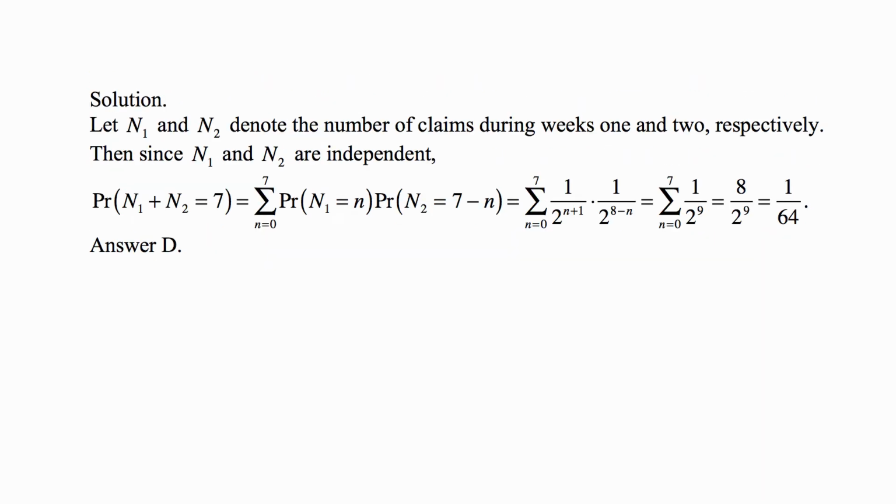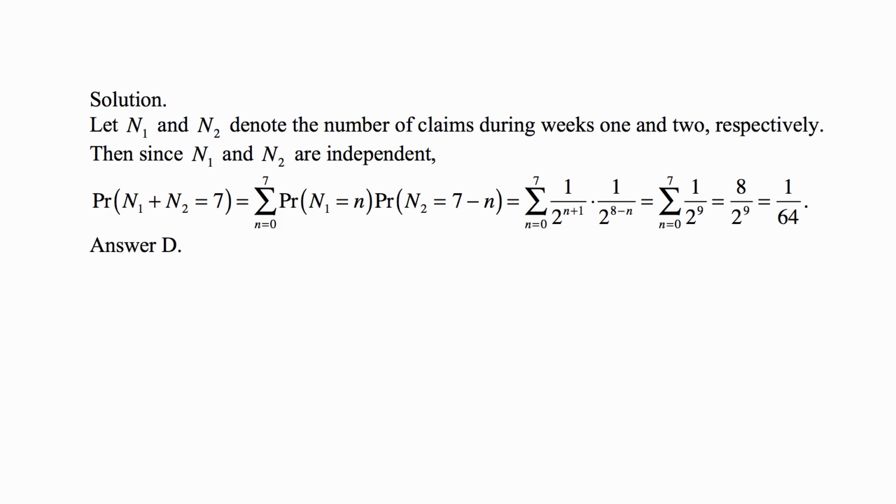So let's write n sub 1 and n sub 2 for the number of claims during weeks 1 and 2, respectively. Then the sum is equal to 7 when the numbers of the claims in the 2 weeks add up to 7, and that can only happen by adding 0 plus 7, 1 plus 6, 2 plus 5, 3 plus 4, 4 plus 3, 5 plus 2, 6 plus 1, and 7 plus 0, which happens by taking the probability that n1 is equal to n times the probability that n2 is equal to 7 minus n, for n running from 0 to 7.